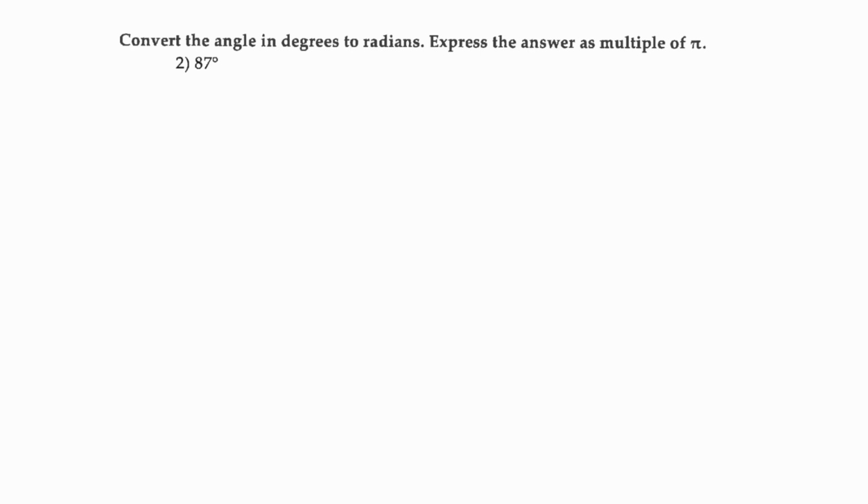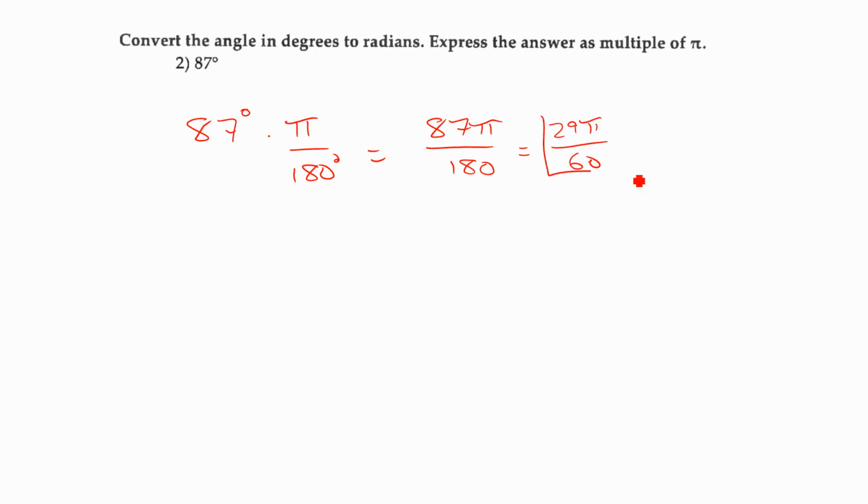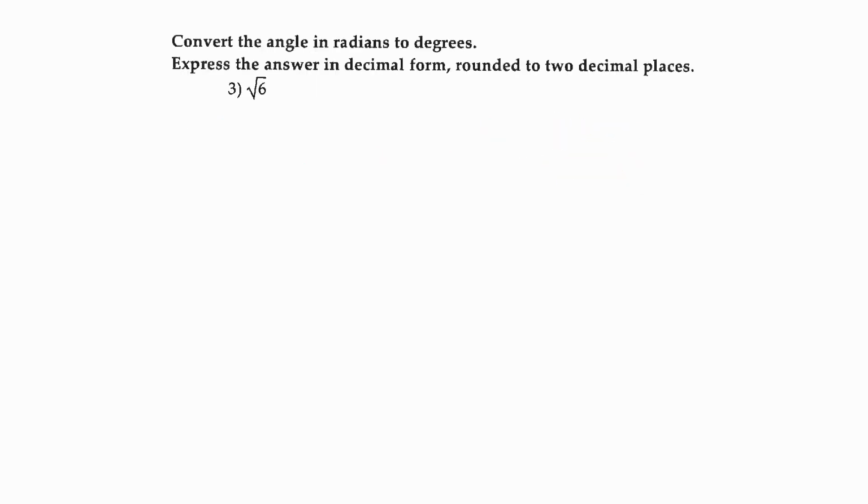Let's convert. Converting from degrees to radians, we're going to multiply by pi over 180 degrees. Degrees cancel out, and we end up with 87 pi over 180. Okay, those are both multiples of 3. So if we divide by 3, 90 divided by 3 is 30, and 87 divided by 3 is 29, so 29 pi over 60 is our answer.